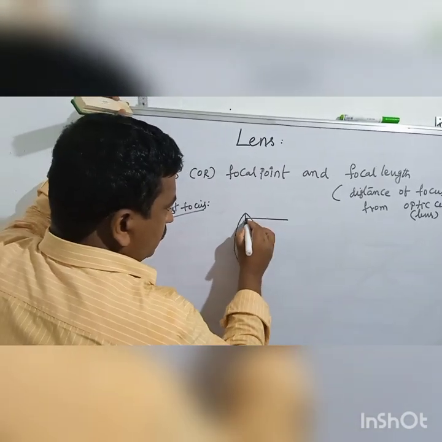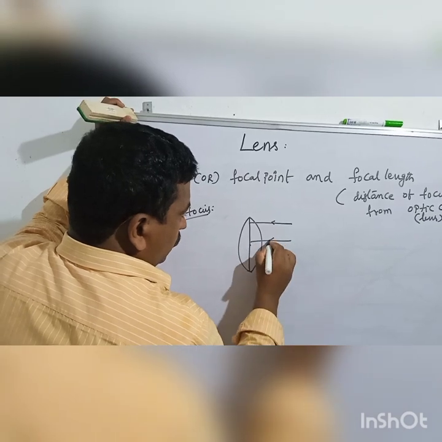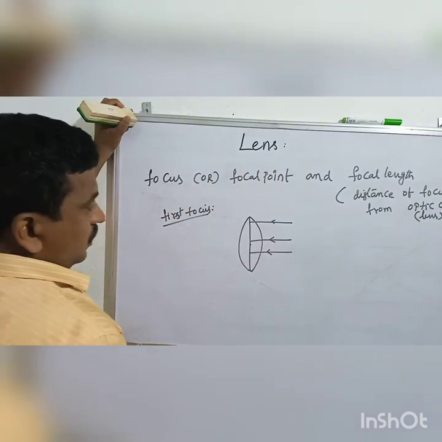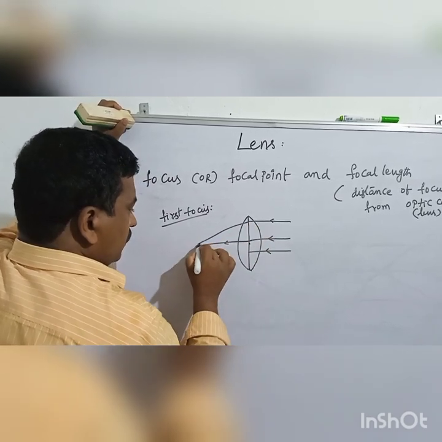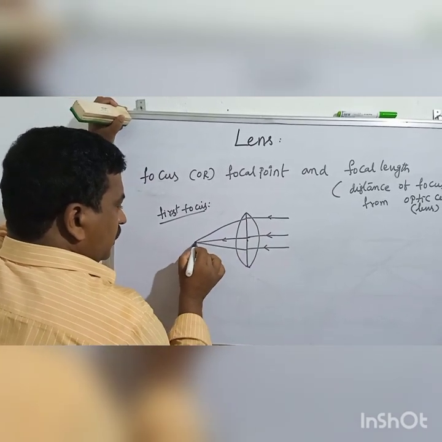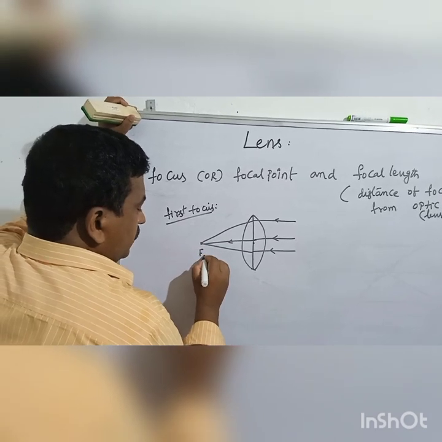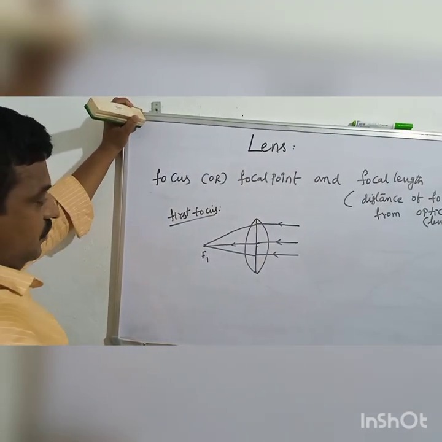Light rays are parallel to each other. After refraction, all the light rays meet at a point. This is called the focus, the first focus.